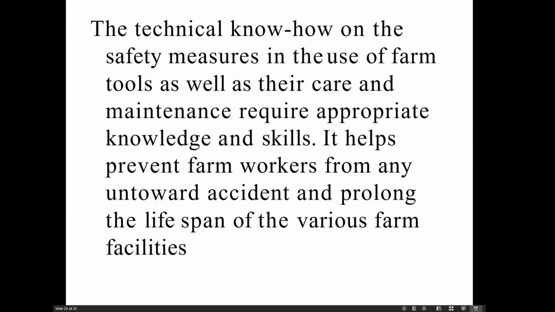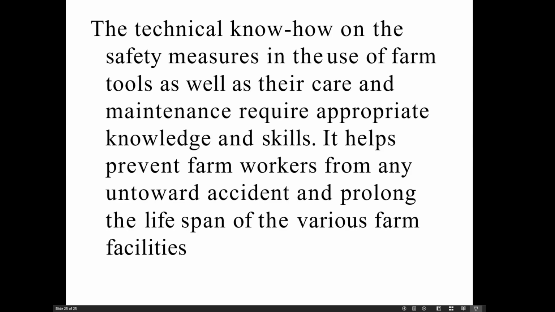And the technical know-how on the safety measures in the use of farm tools as well, their care and maintenance require appropriate knowledge and skills. It helps prevent farm workers from any untoward accident and prolong the life span of the various farm facilities. So, ibig sabihin daw, hindi lang kayo basta-basta gamit lang ng gamit. Alam nyo rin kung paano siya gamitin. Kasi kung hindi nyo alam gamitin ang isang bagay, particularly in tools, might as well maging danger kayo sa ibang tao or maging danger kayo sa sarili nyo. Baka makasakit kayo ng ibang tao or ang masaktan nyo talaga yung sarili nyo.